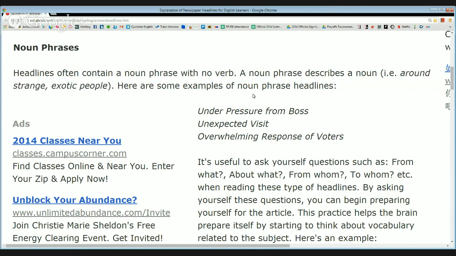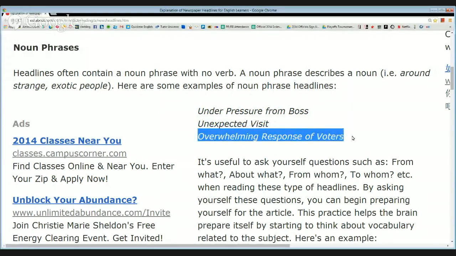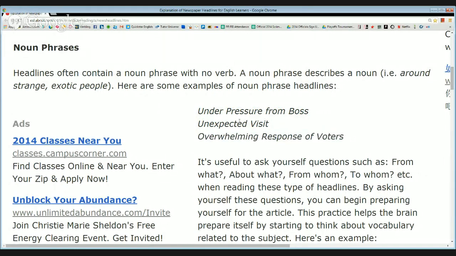So here's some examples. Under pressure from boss. Unexpected visit. And overwhelming response of voters. So let's think about these for a moment, and then you can choose any one of these three, and try to make it a complete sentence by putting a verb into it, maybe some articles.